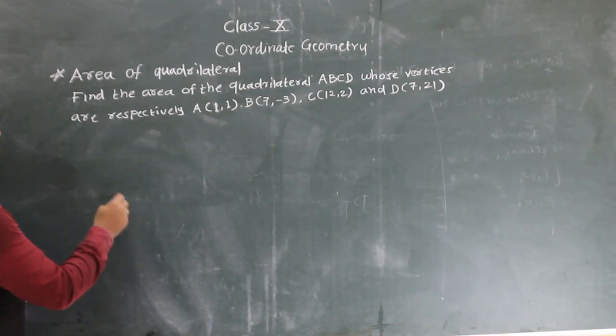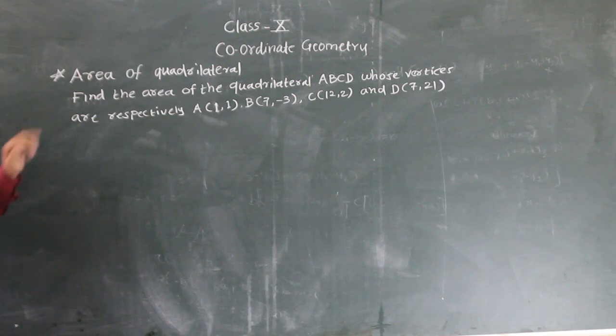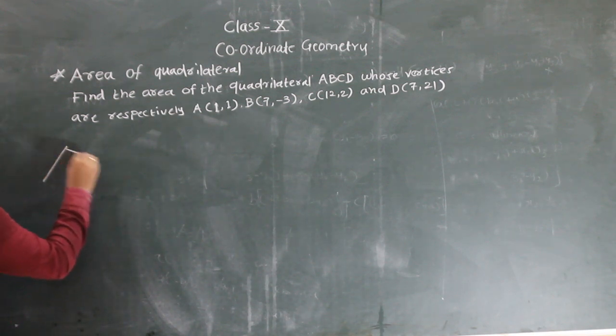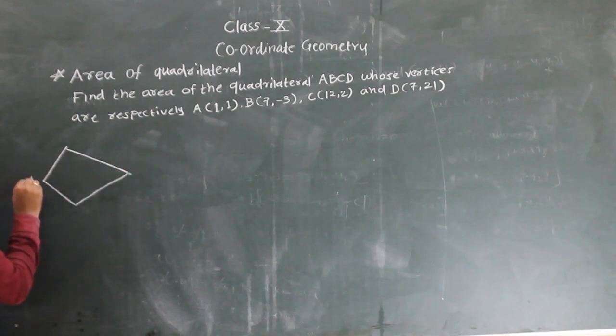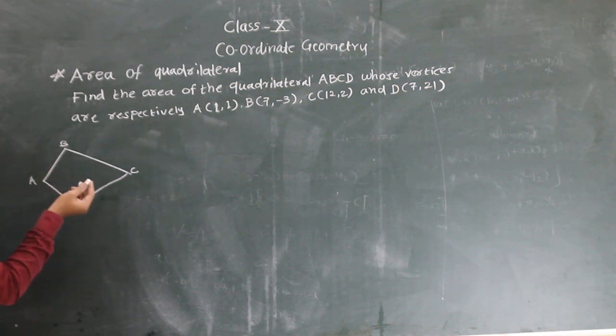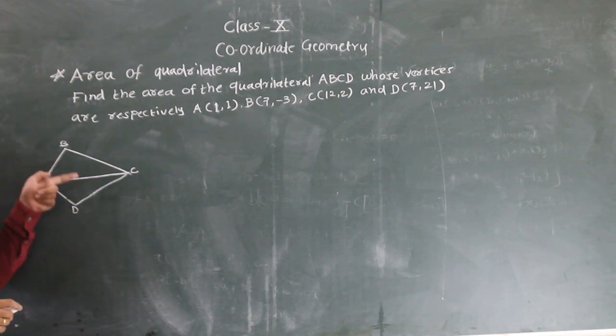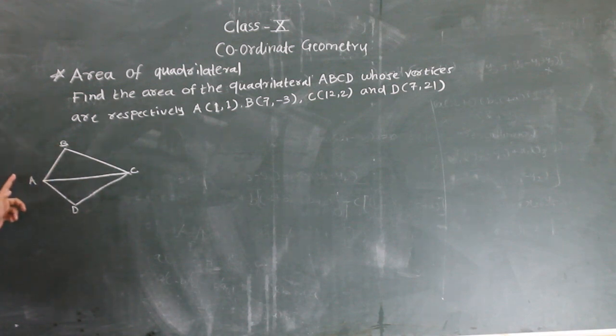Now we will take how to find area of quadrilateral by using formula of area of triangle. Suppose this is quadrilateral ABCD. If we have to find the area of this quadrilateral ABCD and the coordinates of the vertices are given, then we have to draw any diagonal, either join AC or join BD, any one diagonal. So we will get two triangles. We have to find the area of each triangle and add the areas of the two triangles. So we will get the area of the quadrilateral ABCD.